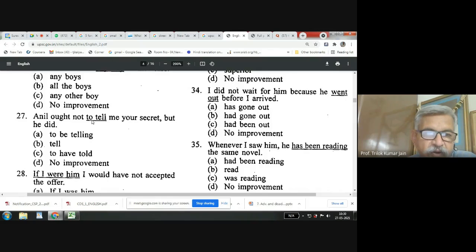Anil ought not to tell me your secret, but he did. Anil ought not to have told. Answer is C, because it is past tense, past perfect, or we can use here present perfect. Anil ought not to have told me your secret, but he did. So this is the correct answer, C.